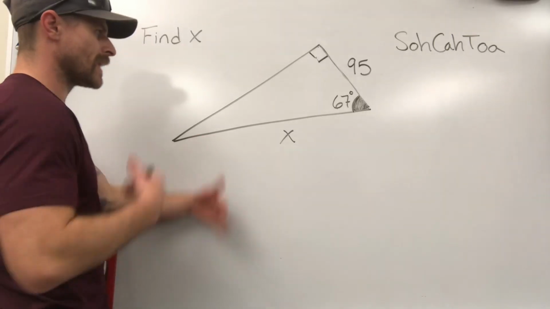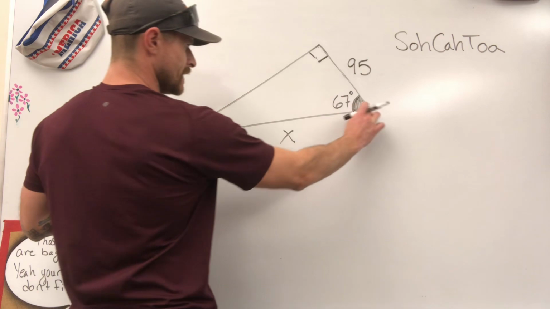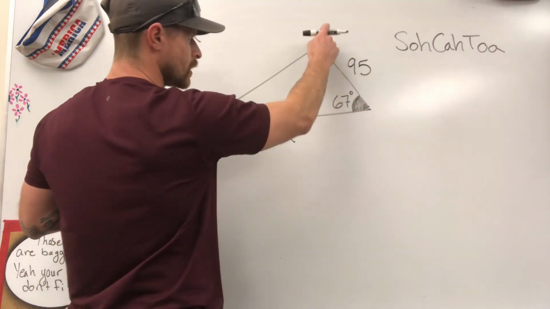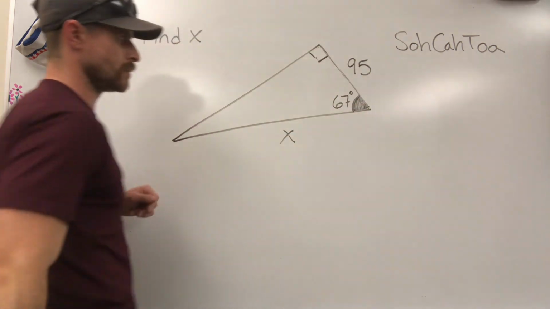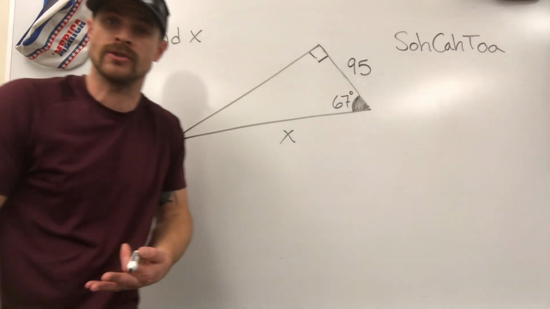Okay, just get that repetitive practice in. So I'm trying to find this missing distance for this side length, x. But I have one angle measure and one side given to me. So the first thing I got to determine: am I using sine? Am I using cosine? Am I using tangent?